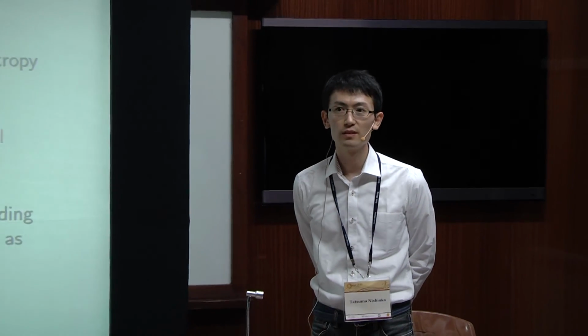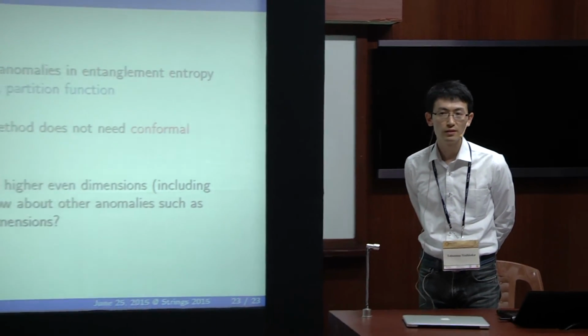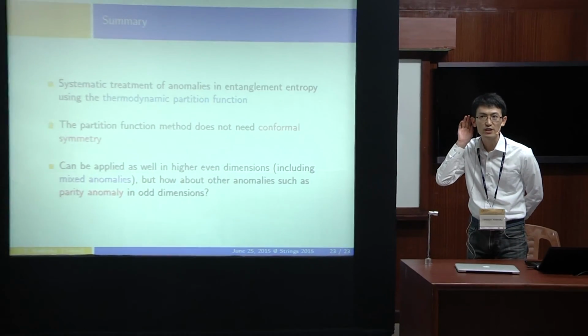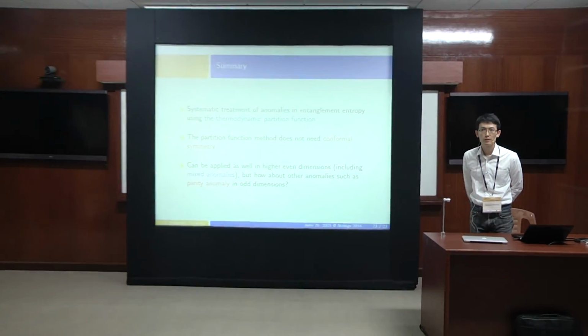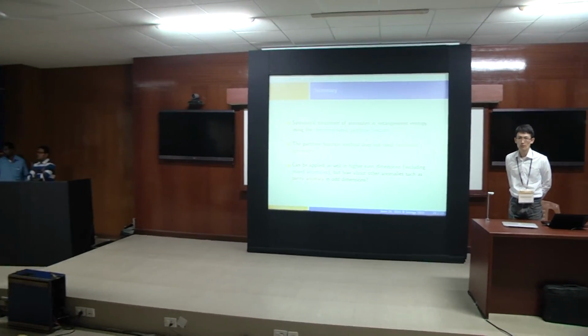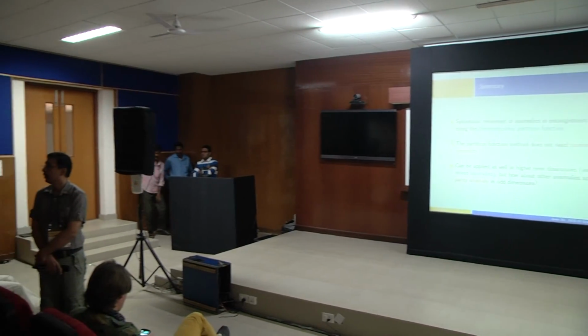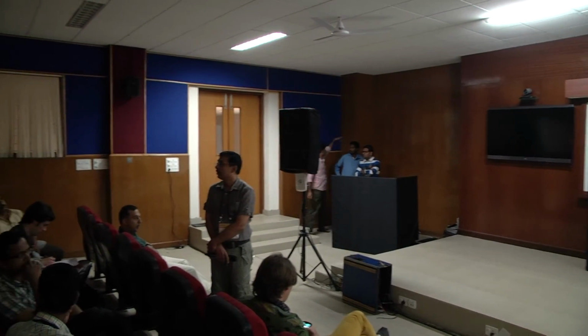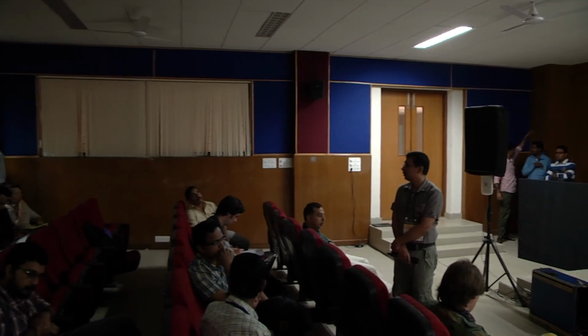I have a question. If one would go back to the original definition of entanglement entropy as the von Neumann entropy of the reduced density matrix, trace rho log rho, how should one interpret the imaginary parts that you get? Yes, thank you for asking.